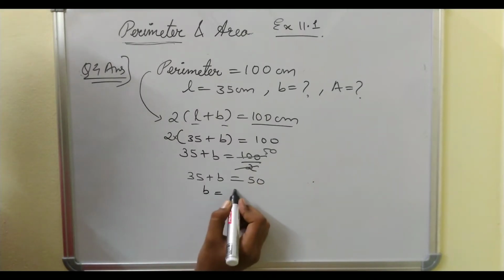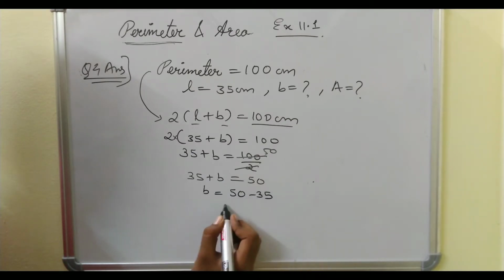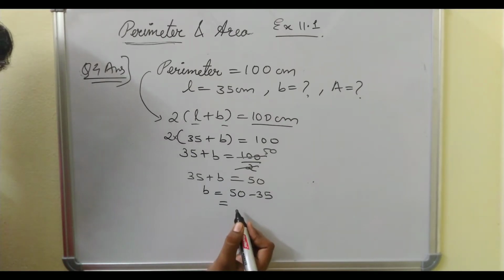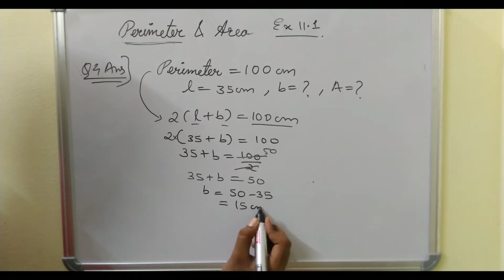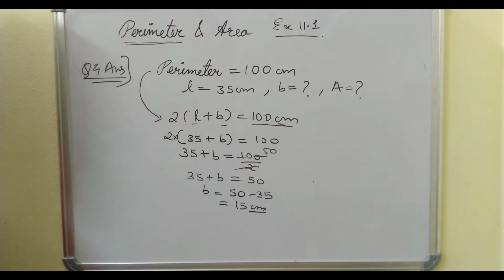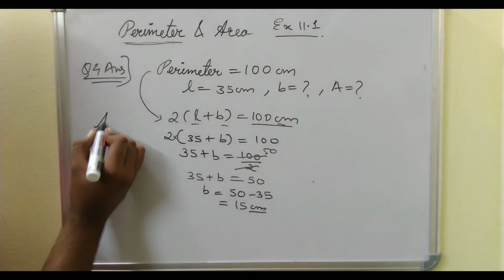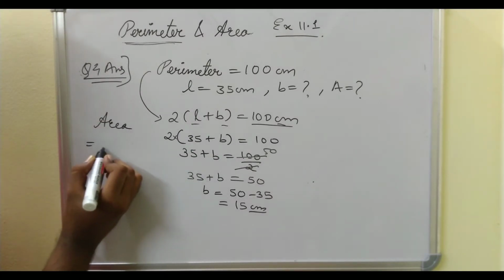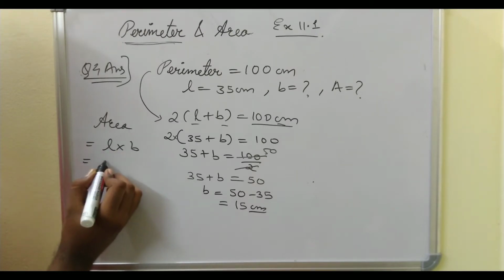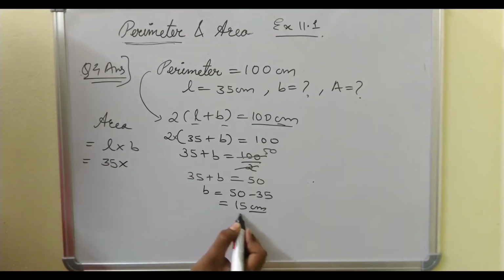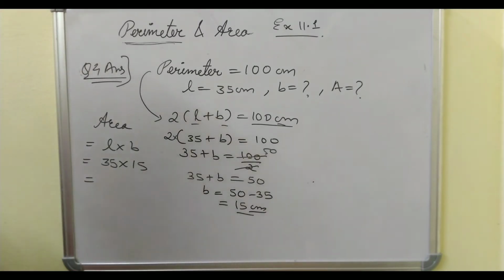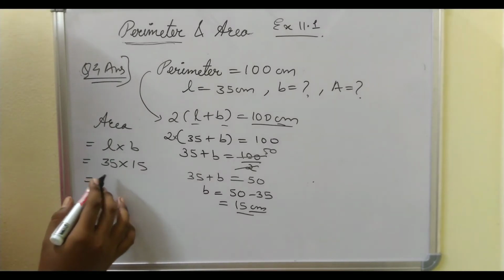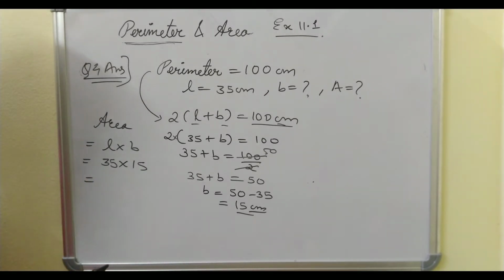So B is equal to 50 minus 35, which will give me, what's the answer? 15 centimeter, right? It is in centimeter. So we got the breadth. Also find the area. What is the formula for area? Area formula of rectangle is L into B. What is L? It is given in the question, that is 35, into breadth we've just found out, that is 15. So we have to multiply 35 and 15.